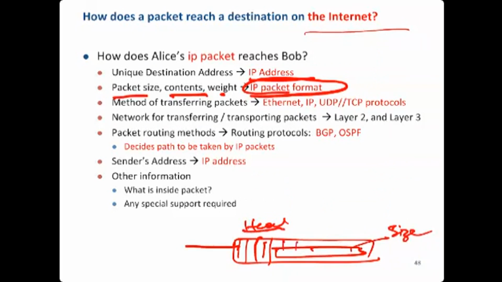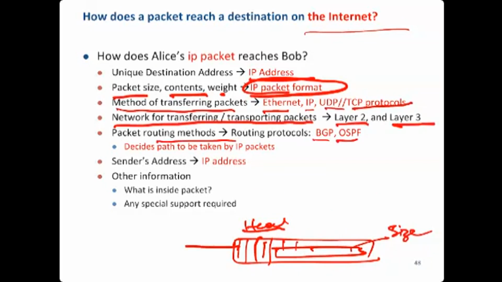And then zeros and ones. The methods of transporting a packet: your packet is going over Ethernet or other technologies, or using IP, UDP, TCP protocols. The network for transporting is layer 2 and layer 3. Routing protocols are BGP, OSPF, ISIS. This decides what route it goes on. From Bangalore, for example, it can go to Bombay, then Delhi, then Chandigarh, and so forth, or it could be any other path. So this route is decided by routing protocols like these. And then there is the sender's address and other info.